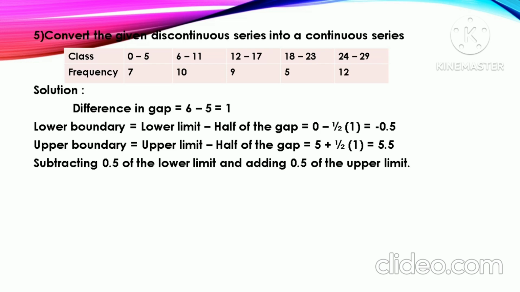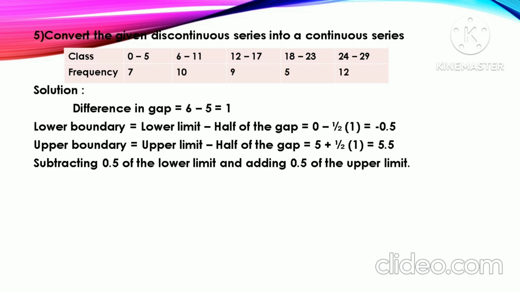Then the lower boundary is equal to the lower limit minus half of the gap. Here, for the class 0 to 5, the lower limit is 0 minus half of the gap. Half is 1 by 2, multiplied by the gap, which we found to be 1. So 0 minus 1 by 2 into 1 is equal to minus 0.5.